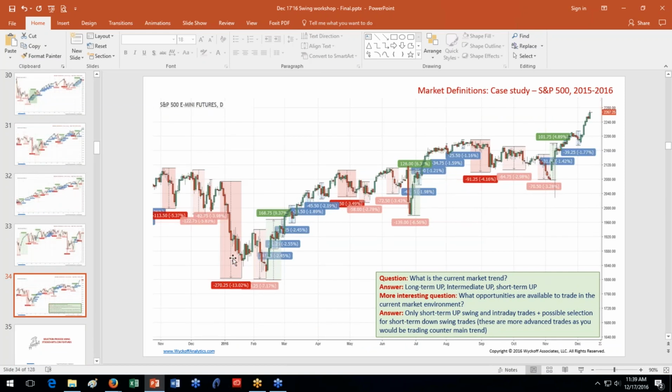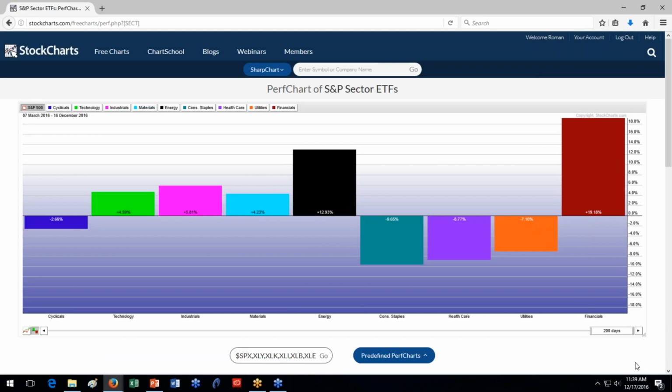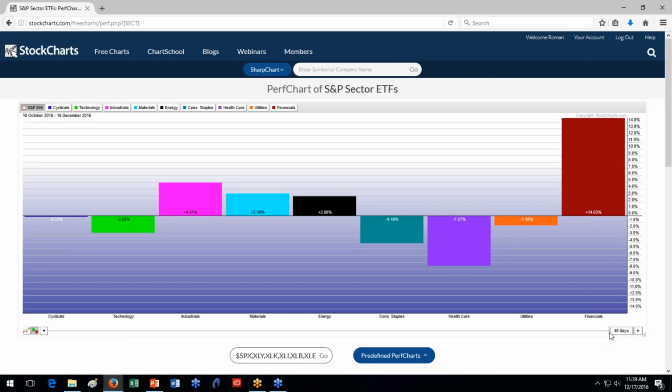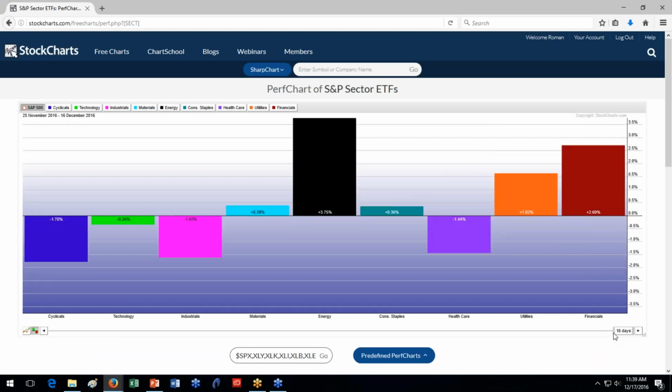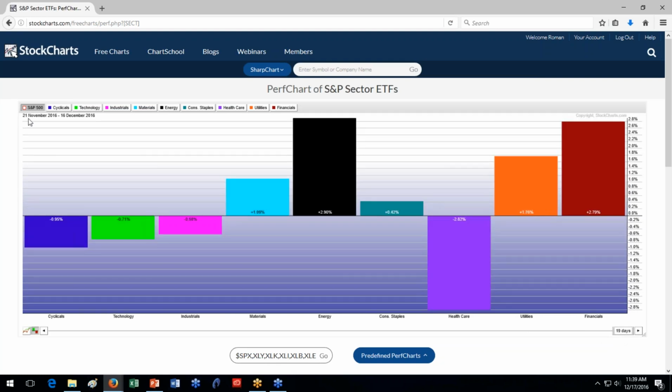So a most recent example. One of the things that you can do with StockCharts here, if you are just a regular non-paid member, is to go to this sector performance chart, and this is a very great feature here, because as I'm contracting the number of days here, what it does is define the time frame for me from 21st of November 2016 to 16th of December.